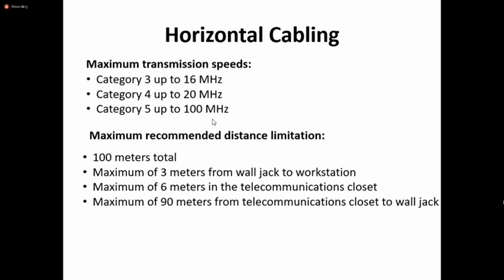Yeah, so this is the maximum transmission speed. Category 3 will go, speed will be 600 megahertz, 5 will be 100. So distance is 100 meters, category 5, right? Then maximum 3 meters from wall jack to workstation. That means your wall port to your computer. This is the maximum length that is recommended.